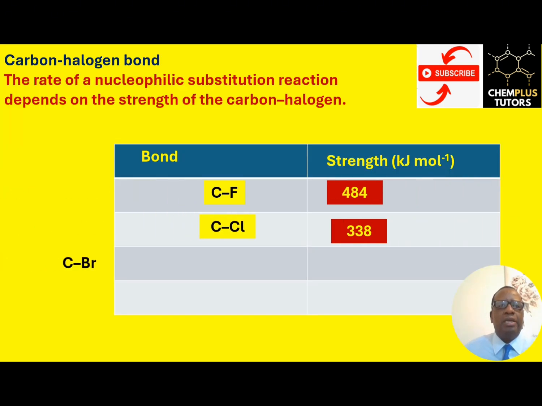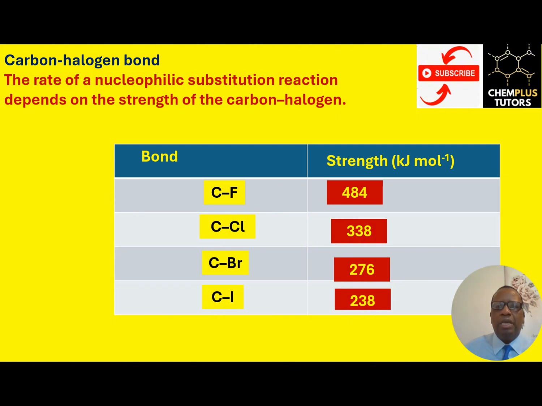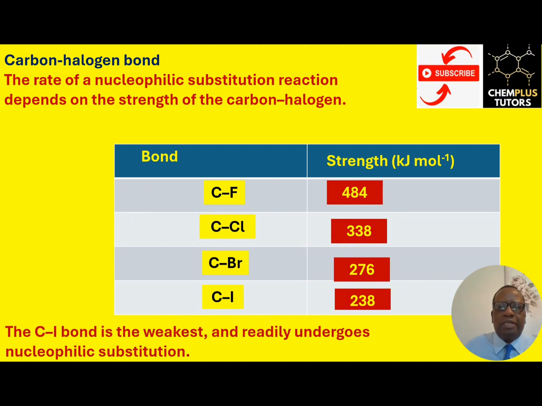Now then, what affects the rate of nucleophilic substitution is the bond strength of the C to the halogen atom, right? We can clearly see that the C–I bond is only 238 and the C–F bond is 484, right? So it will be much easier to carry out nucleophilic substitution on compounds containing iodine, right? The C–I bond is the weakest and readily undergoes nucleophilic substitution.